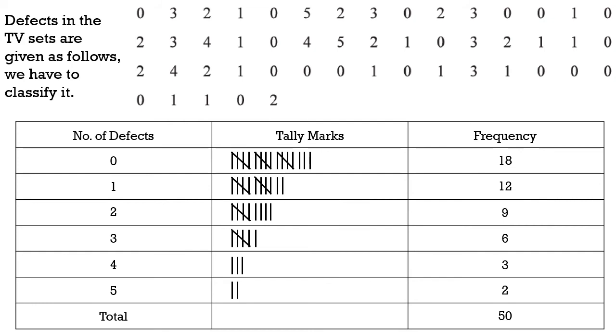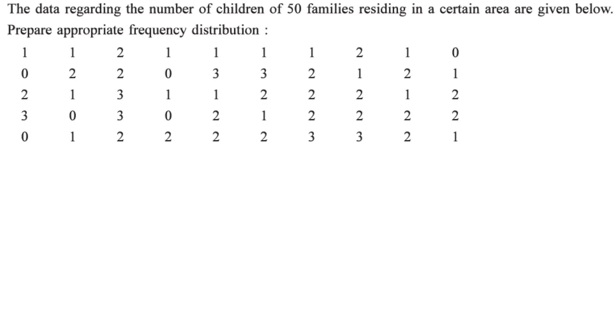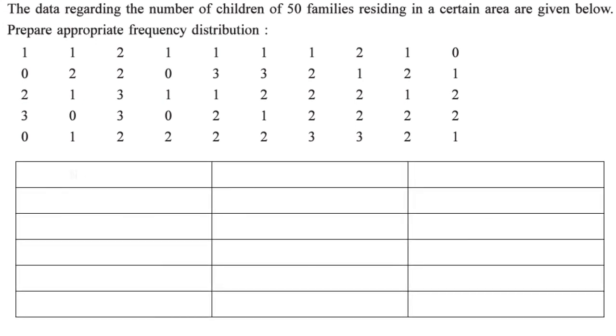We will take one more sum. The data regarding number of children of 50 families residing in a certain area are given below. Prepare appropriate frequency distribution. Now, as you can see, these are the data of number of children. The minimum is 0, then 1, then 2, and then 3, and then nothing else. So we will put that data accordingly. The title here will be number of children, tally marks, and the frequency. So I will put down the number of children 0, 1, 2, 3, and then comes the total.